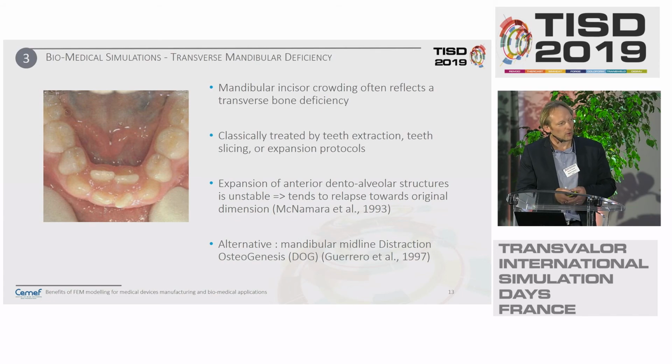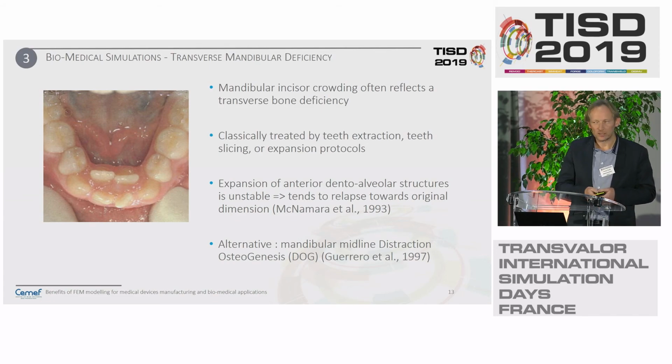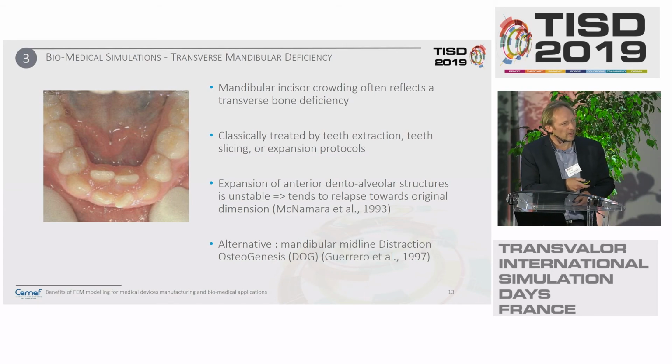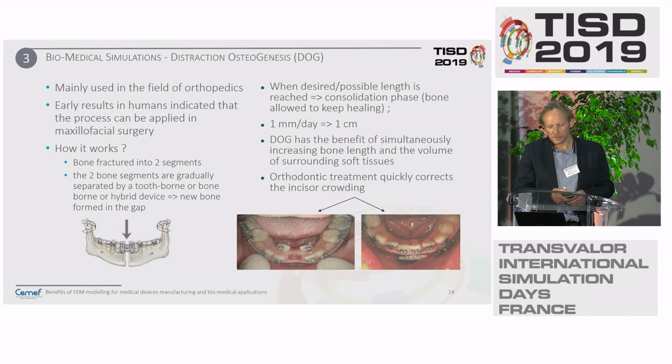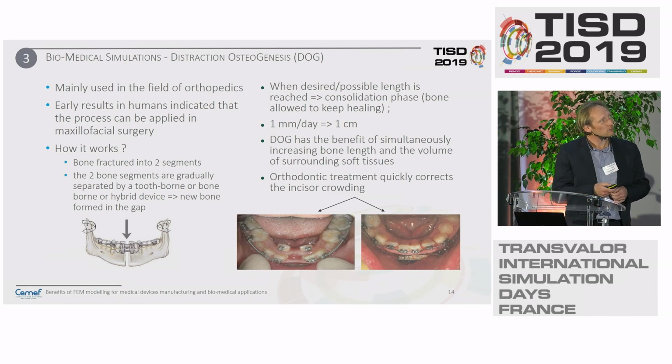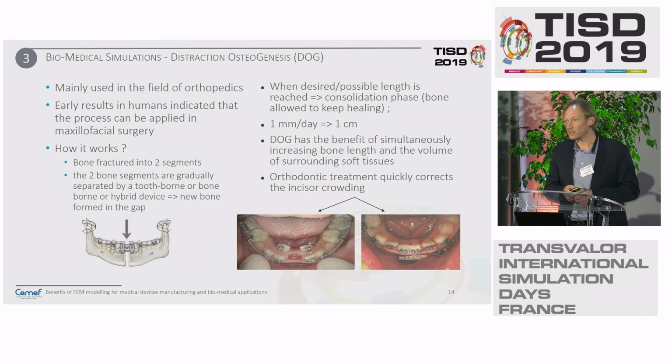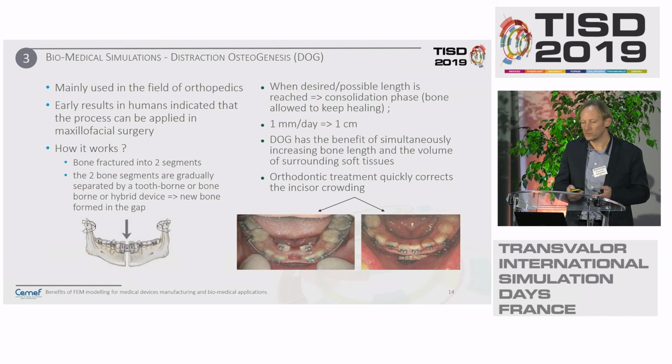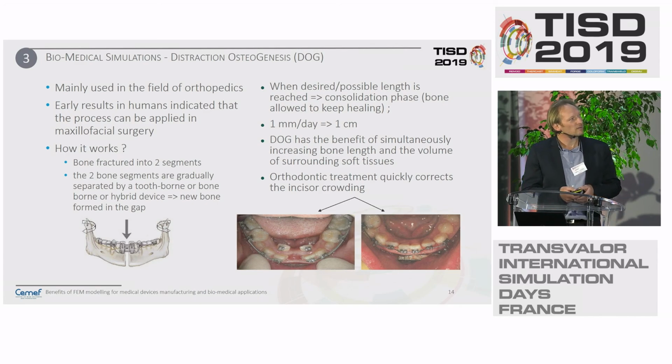So some surgeons proposed new alternatives, and the one that I'm going to present is called DOG. It stands for distraction osteogenesis, and it was proposed by Guerrero in 1997. This is a surgical process which was mainly used in orthopedics, to reconstruct skeletal deformities or to lengthen bones in the body, especially the lower limbs. And early results in humans indicated that the process can be used for maxillofacial surgery.